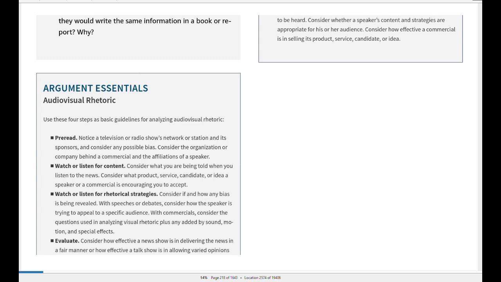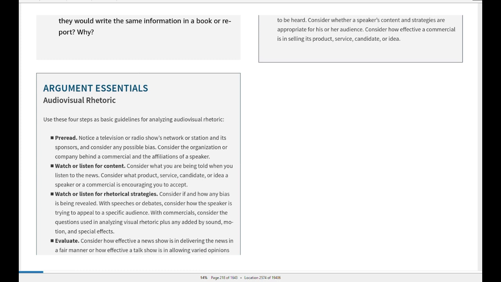With speeches or debates, consider how a speaker is trying to appeal to a specific audience. With commercials, consider the questions used in analyzing visual rhetoric, plus any added by sound, motion, and special effects.